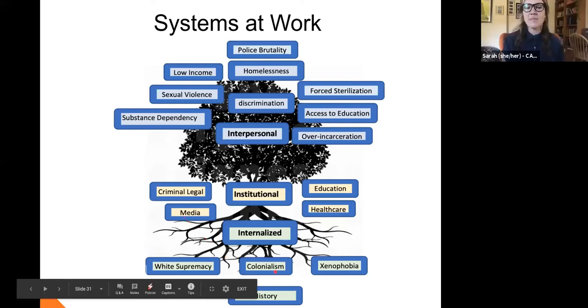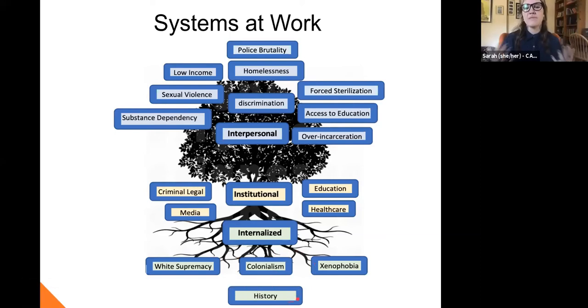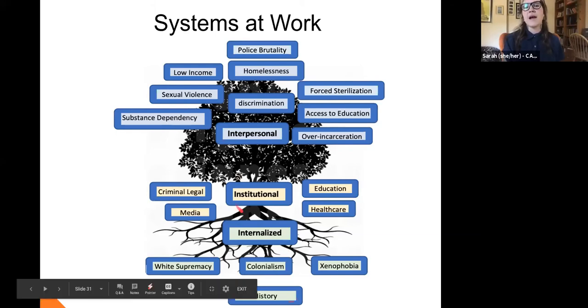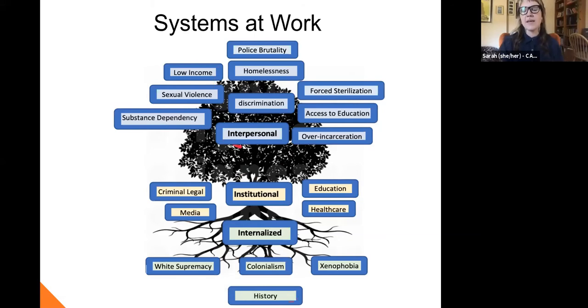And so again, these big dominant invisible systems that are at the bottom, at the roots, are really affecting these institutions here at the tree's trunk. And so out of that, we can see all of these symptoms that come out of these systems at work. So we have things like low wage earners, sexual violence, of course, domestic violence, access to education. We have things like over-incarceration, police brutality, homelessness, substance dependency.